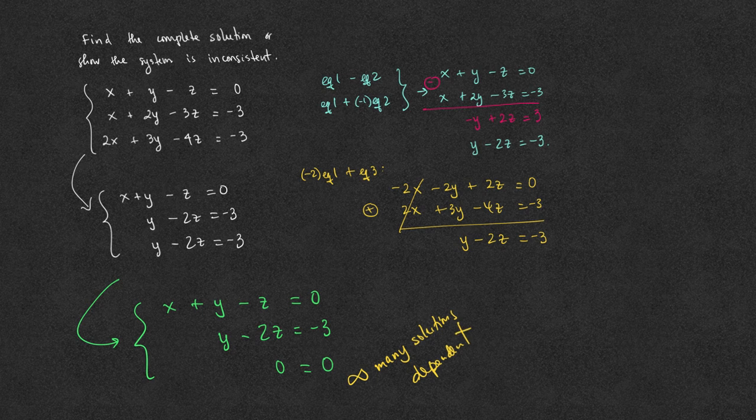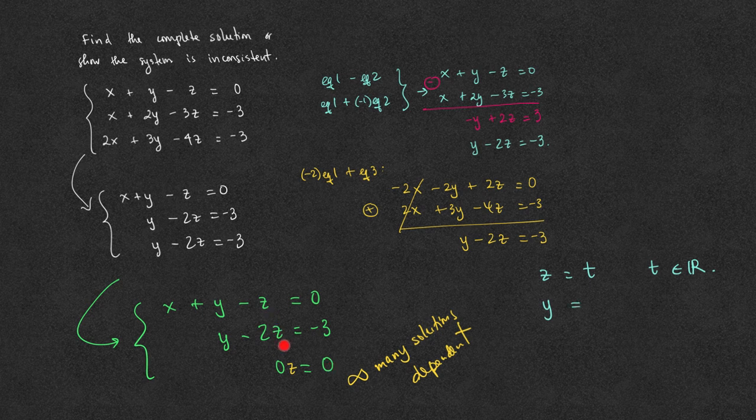And if the system is dependent, we would let the free variable, which is in this case 0z, think of it as the third equation, 0z equals 0, which means z can be any real number. So we let z equal t, where t is any real number. t is the parameter in this case. Then we do a back substitution.